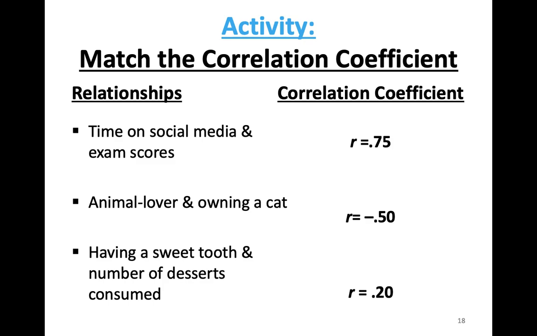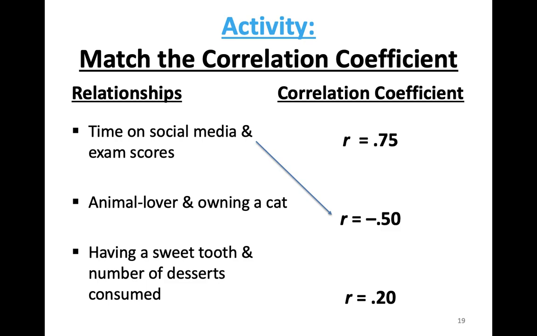So in this case, a higher number on time on social media is likely to be paired with a lower exam score. Similarly, if people say, I spent close to no time on social media this week because I was studying, I would expect them to have a higher exam score. So we have high numbers on one variable going with low numbers on the other variable. So that's going to be a negative correlation. I would expect the relationship between those two variables to be a negative correlation.